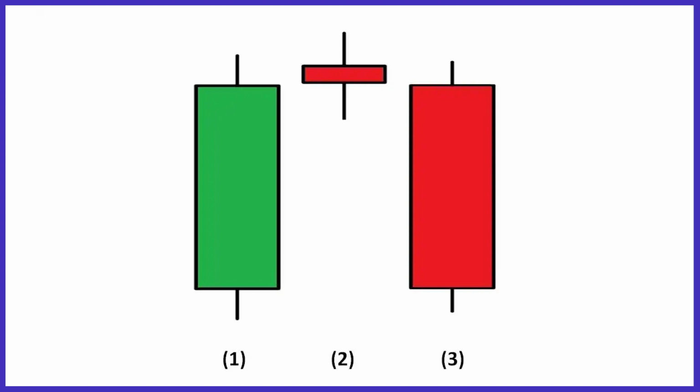It indicates the reversal of an uptrend and is particularly strong when the third candlestick erases the gains of the first candle. Three black crows.